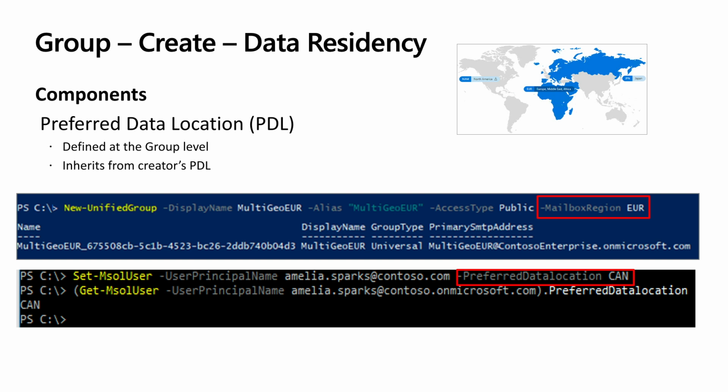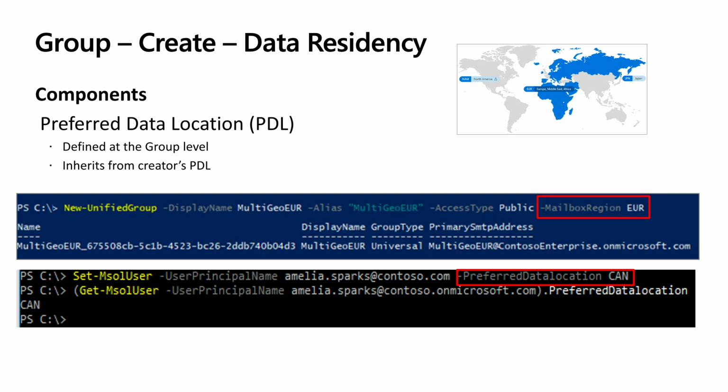In order to make things simple, what we do by default is we inherit the PDL of the creator. So for example, if the user is based in Europe, any group they create is automatically homed in Europe. But you do have the option of changing the preferred data location of the user or of the group using these commands. Once a group has been created in one data residency, there's often a requirement for you to move it.